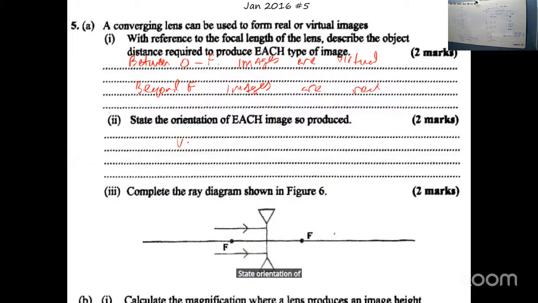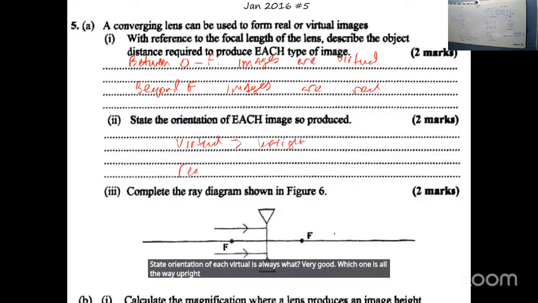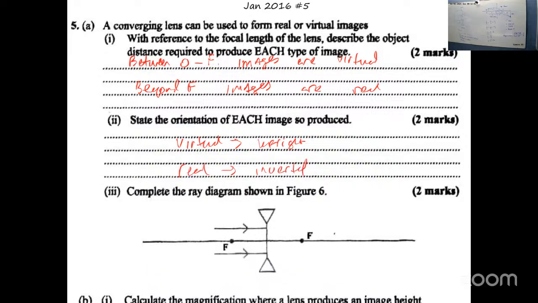Virtual is always what? Very good. Virtual is always upright. Real is always inverted. In figure 3, complete the diagram. What type of lens is that? Converging lens.